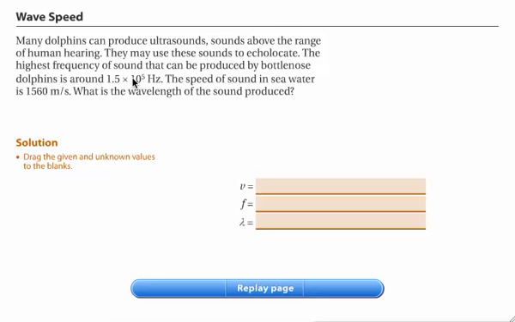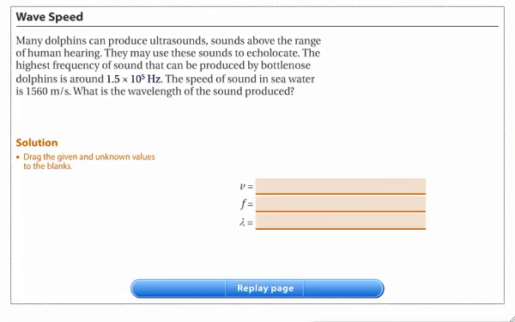So we've got our frequency, and the frequency is going to be in hertz, so that will always be the clue for you there. And we know that the speed of sound is 1,560 meters per second. And we're looking for the wavelength. What is the wavelength of this sound?